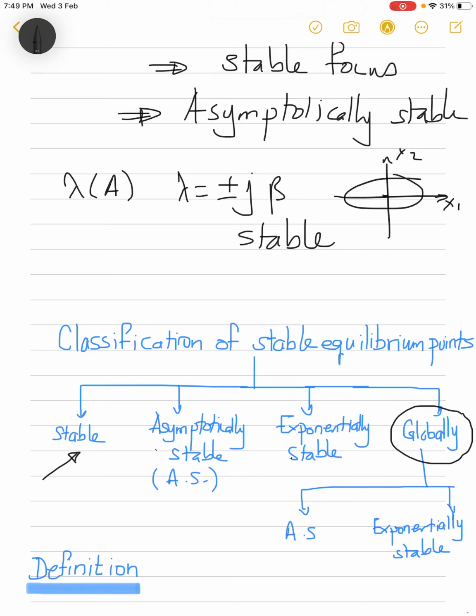So we talk about globally asymptotically stable and globally exponentially stable, and these are similar to what we said here, except that the domain from which the initial conditions could be picked is open. It could be anywhere in the state space.